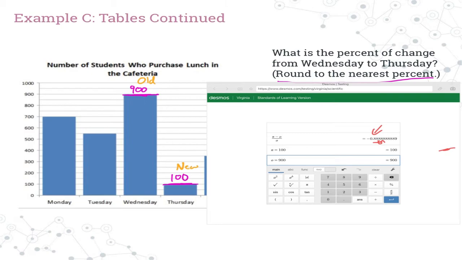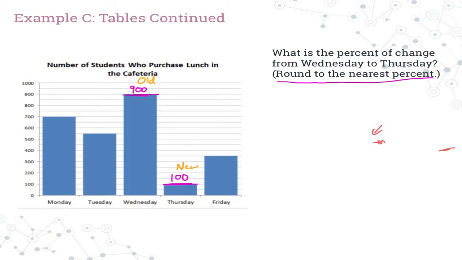So let's go ahead and take a look at that. So we're going to take our amount here. We've got negative 0.89. We're going to move our decimal place 2 places to the right, 1, 2. And when we do that, we end up with negative 89%. And you can have negative percents of change. It just means the amount went down or decreased.